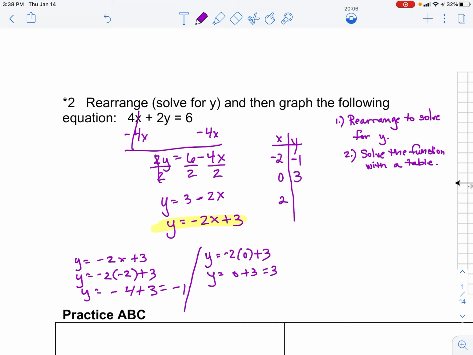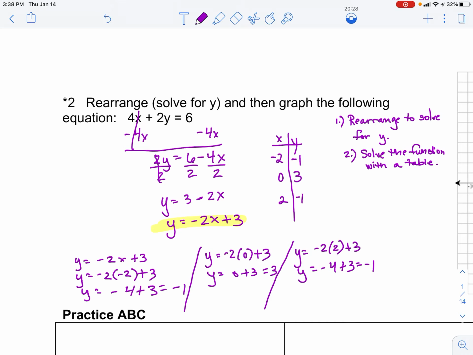And when x is 0, y is 3. Let's do the third one here. Y equals -2, and we'll put a 2 in. I think I made a little mistake over there. Hopefully you guys are screaming.